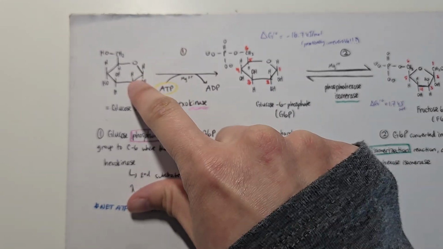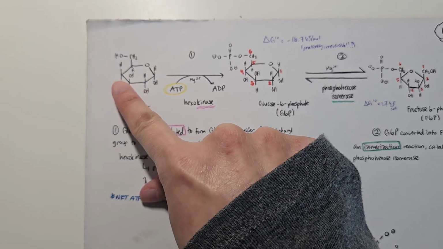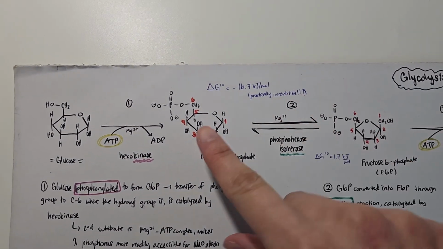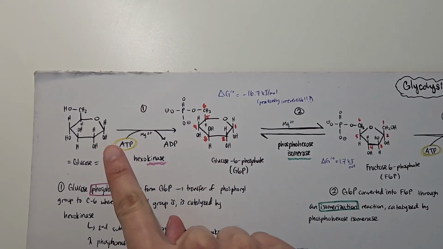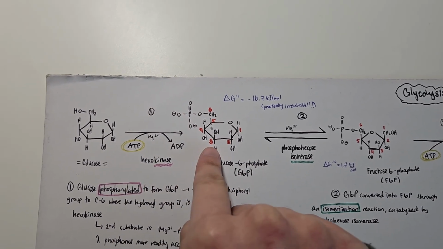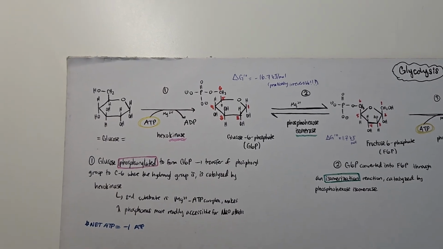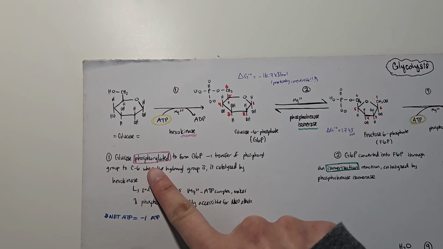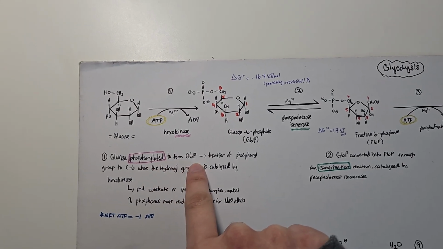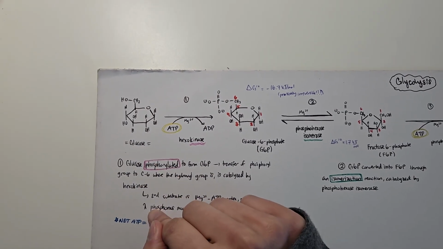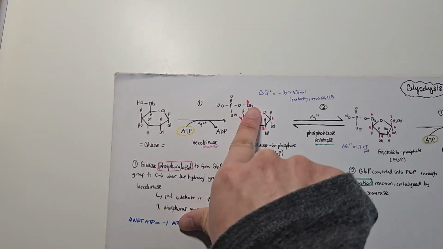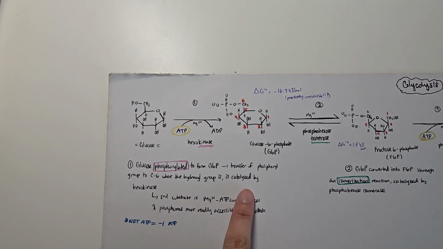And glucose is a 6 carbon molecule, and I'm counting carbons right there. You can see I just hit carbon 6, so 1, 2, 3, 4, 5, 6. You can see in glucose 6 phosphate that I've numbered the carbons. It's the same numbering, but glucose 6 phosphate has, of course, an extra phosphate molecule on carbon 6. So in this step, we are going to phosphorylate glucose to form glucose 6 phosphate by transferring a phosphoryl group to carbon 6, where the hydroxyl group originally was, and it's catalyzed by hexokinase.